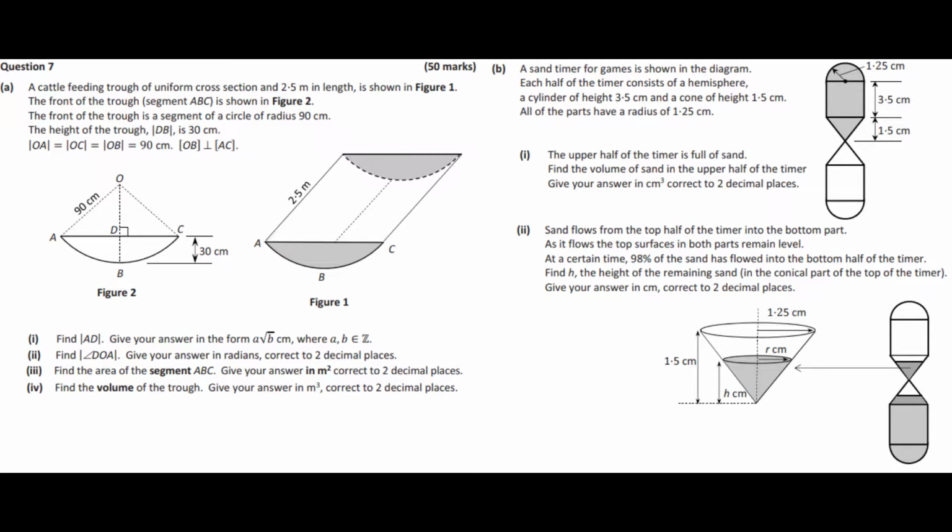This is question 7 of the 2019 higher level Leaving Cert paper. As you can see on the screen, it's split into two parts, A and B. I'll be jotting down the relevant details for each part and attempting to solve it.